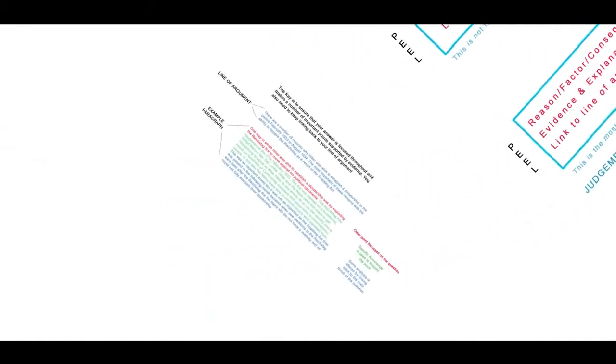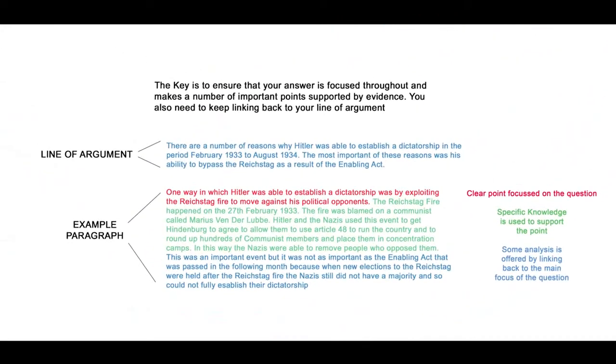So an example paragraph here might go something like, one way in which Hitler was able to establish a dictatorship was by exploiting the Reichstag fire to move against his political opponents. So there is a clear point that is focused on the question. The text in green there is the evidence that you're using, so you need some sort of knowledge to support the point that you're making. And then the important bit for showing that you have a consistent line of reasoning is that last sentence, which is in blue, which links back into your line of argument.